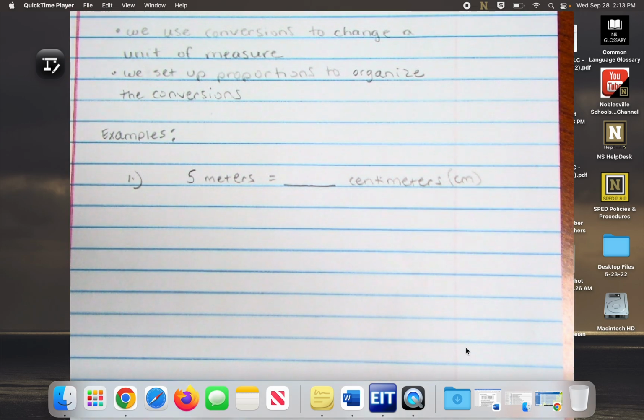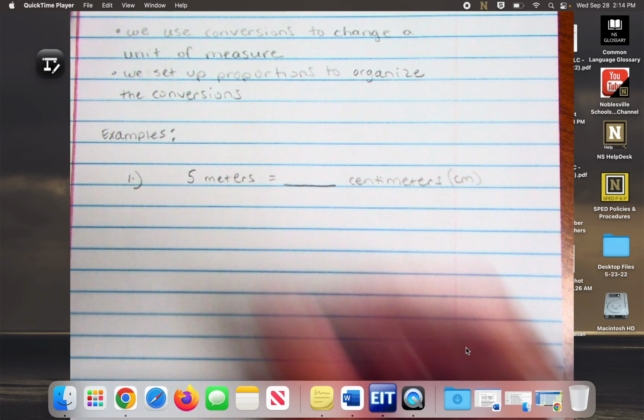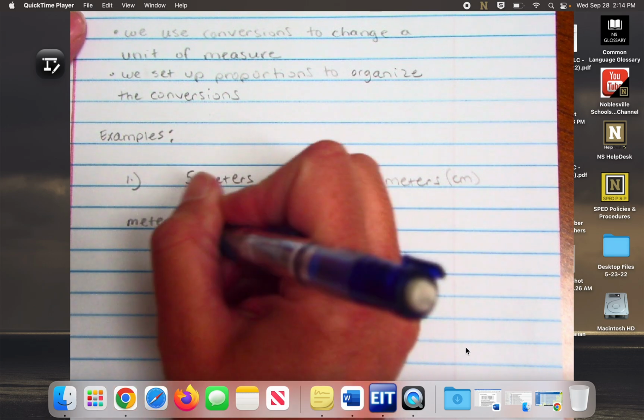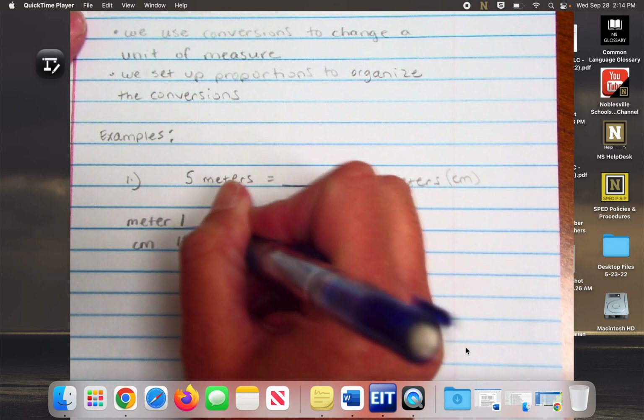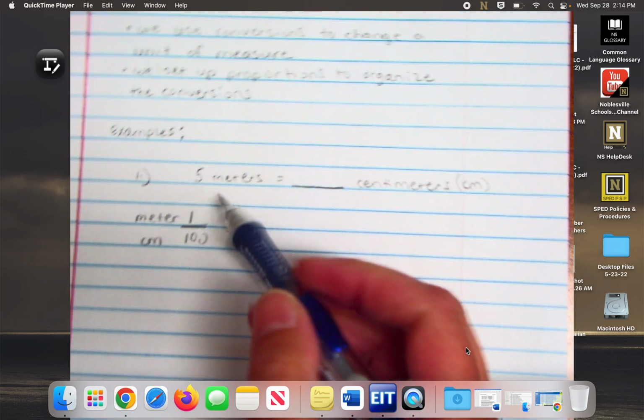So we'll start out really simple. Again, I know some of you could probably do this without creating a proportion, but we're going to practice the proportions with the easy ones. So one of the things you will always be given is a base conversion, something to give you a ratio of 1 to something, so that then you can line it up and find the other value. So for this one, our base conversion is going to be that 1 meter equals 100 centimeters. Okay, 1 to 100, that's my ratio.